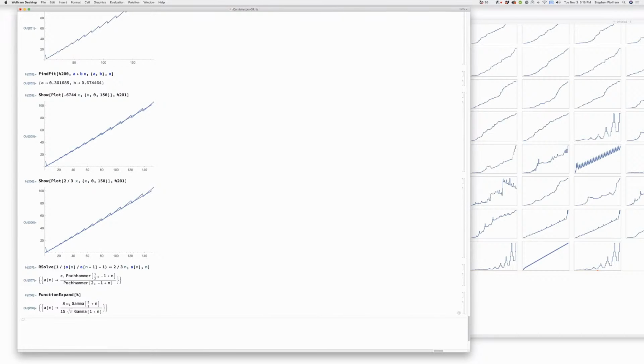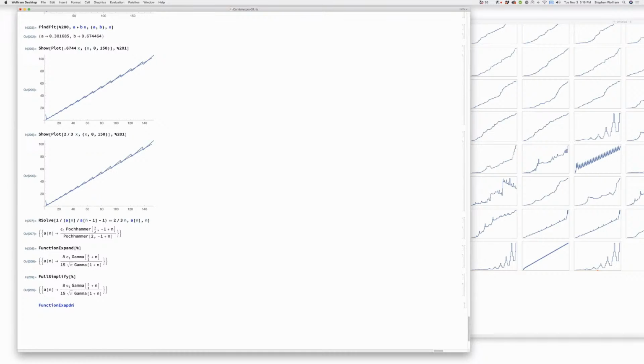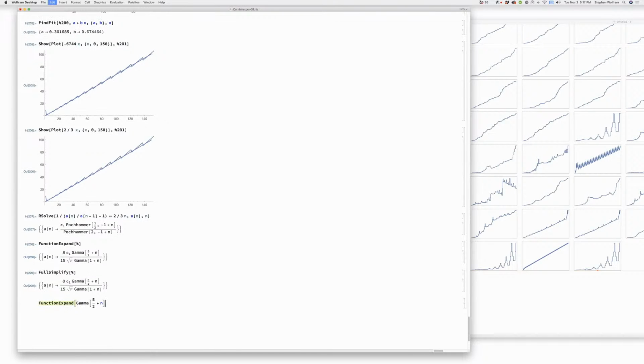Oh, great. Gamma functions instead. Let's see if we can do full simplify here. It's sitting with gamma functions. I think we can probably reduce those gamma functions to something. I thought that would, let me just see what that does. If I say function expand for that gamma function, let's say n an integer.